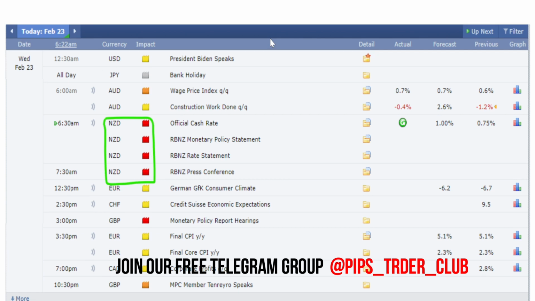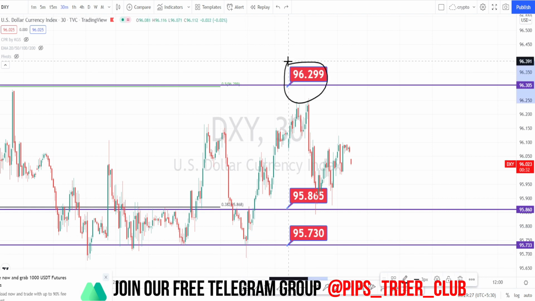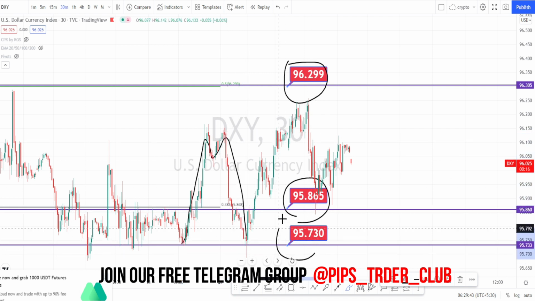Let us look at the dollar index. I'm in the 30 minutes time frame of the dollar index. We have the resistance level which is around 96.299 and we have the support level which is around 95.865, and currently when we look at the market from yesterday, it is going sideways. It has formed a double top pattern, took support on the support level of 95.730 and it went on a very nice bullish trend.